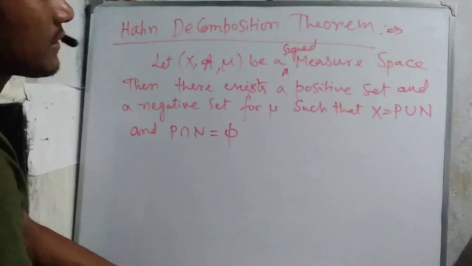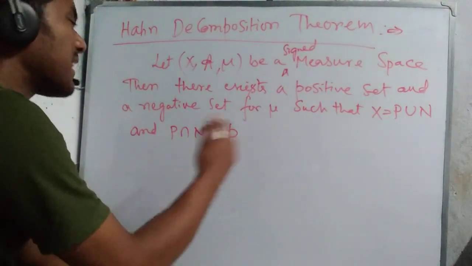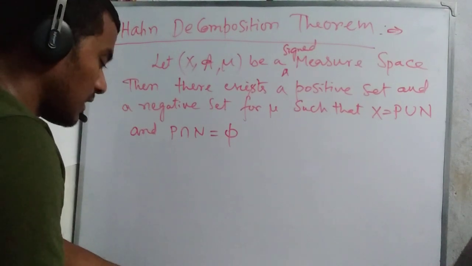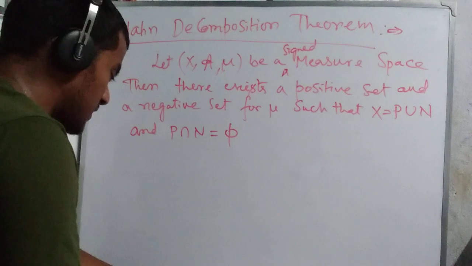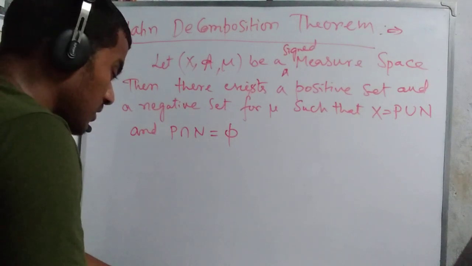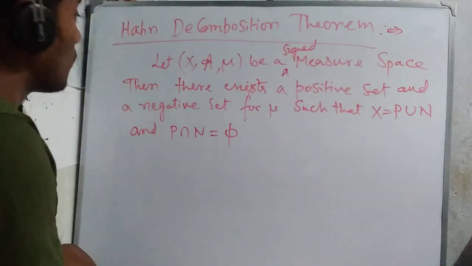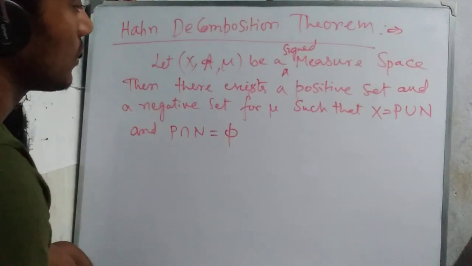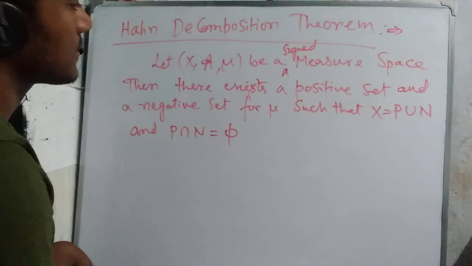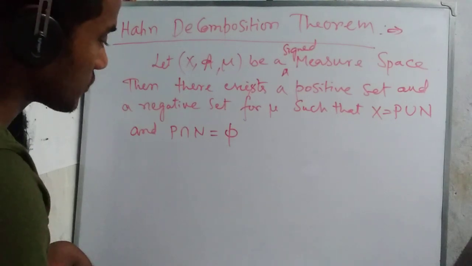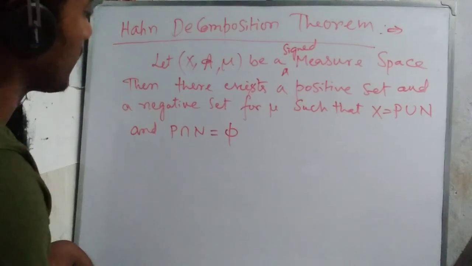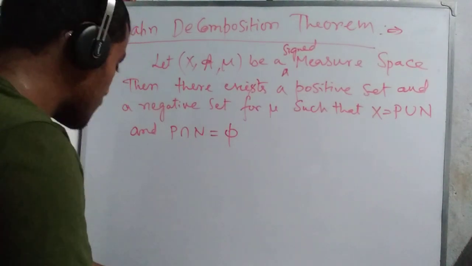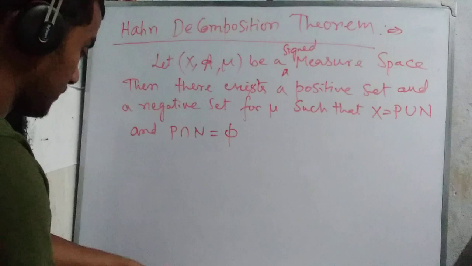That means P intersection N, the positive set and the negative set, are disjoint. So what we are saying is that the set X is represented as a disjoint union of a positive set and a negative set. So we start the proof of that.